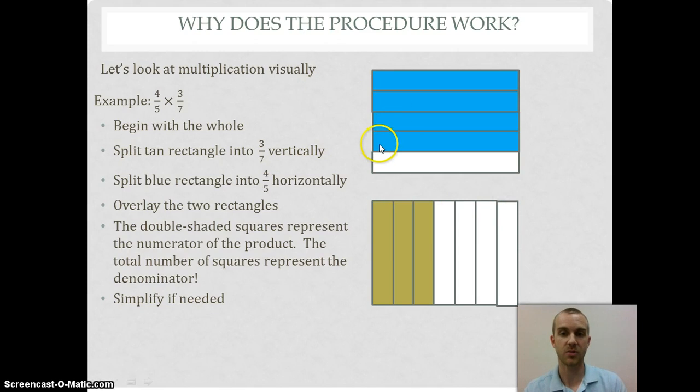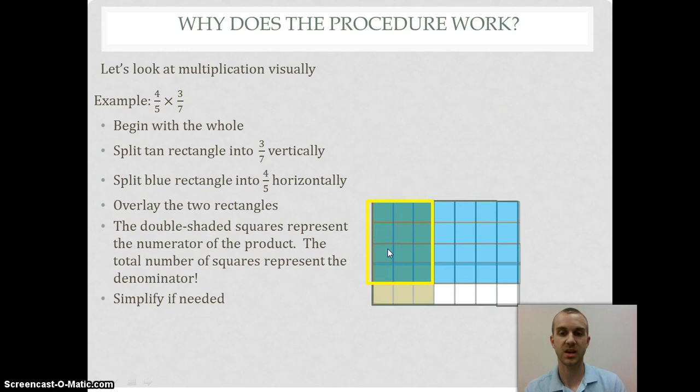Now let's overlap them. So I'm going to drop down my 4/5 onto my 3/7. And if I look there, what I have is overlap. And that overlap represents 1, 2, 3, 4, 5, 6, 7, 8, 9, 10, 11, 12 boxes of the 35 total boxes in my image that I just created. And if I multiply 4/5 times 3/7, I will get 12 35ths. I just have to also remember to simplify.